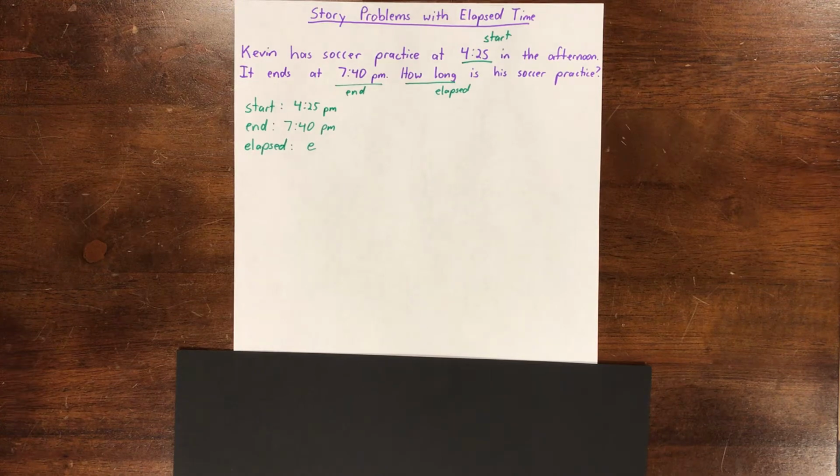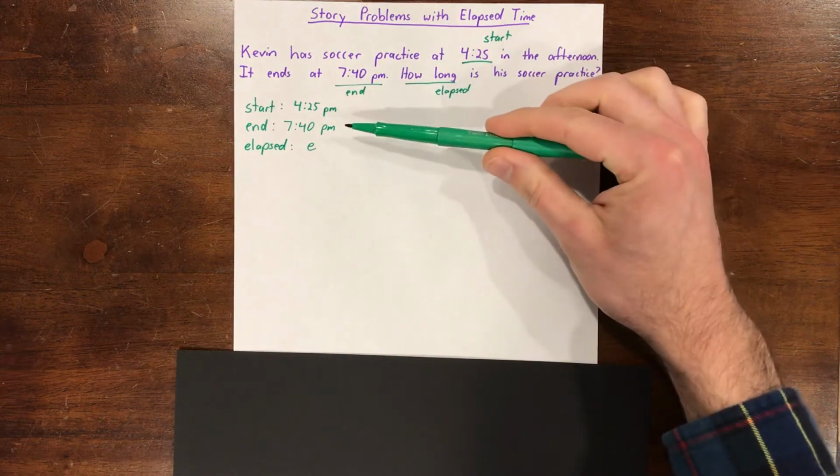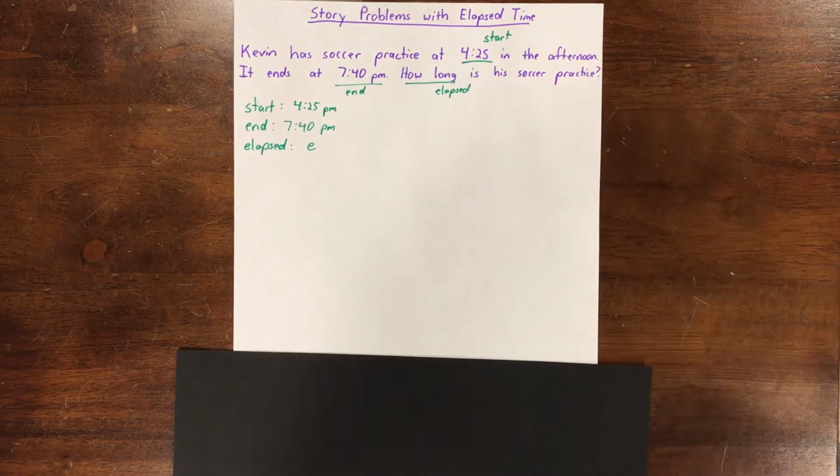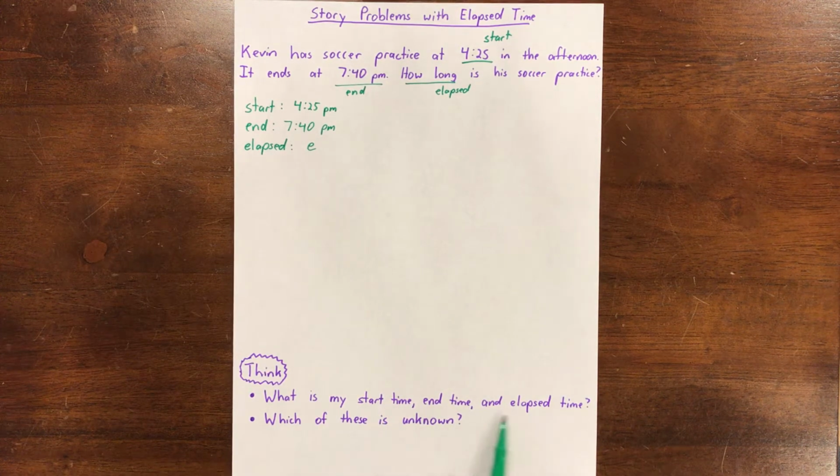Okay, so when we're representing elapsed time problems today, what are we going to need to make sure and ask ourselves? Say it out loud. Yeah, yep. We got to ask ourselves, what's the start time, what's the end time, and what's the elapsed time, and which of those is unknown. So read these thinking questions with me. Go ahead. What is my start time, end time, and elapsed time? Which of these is unknown?